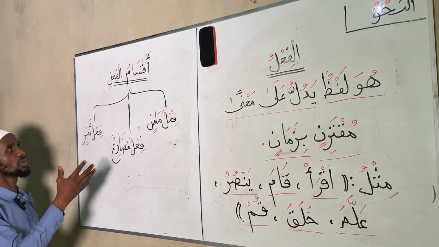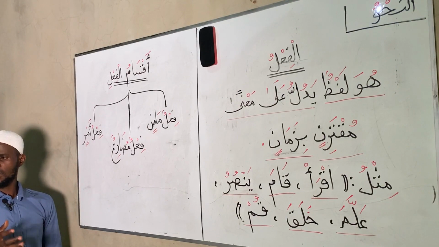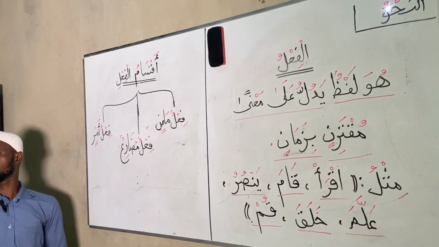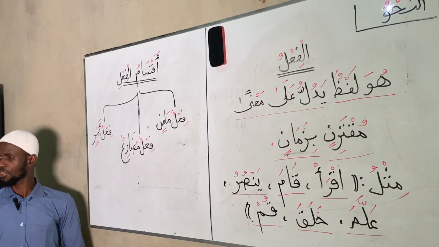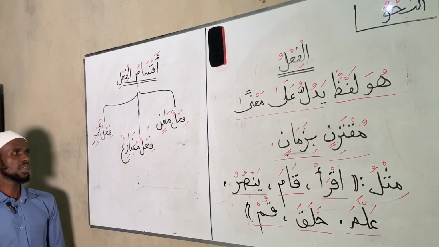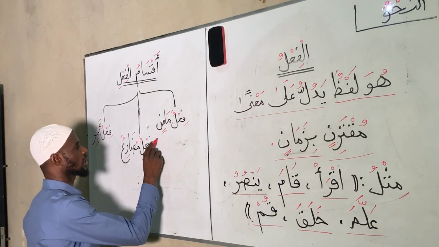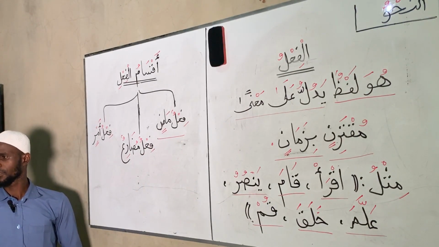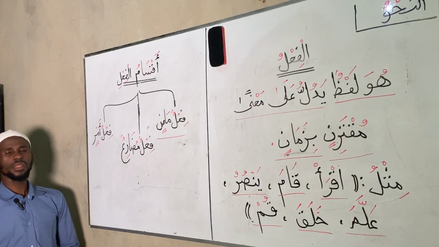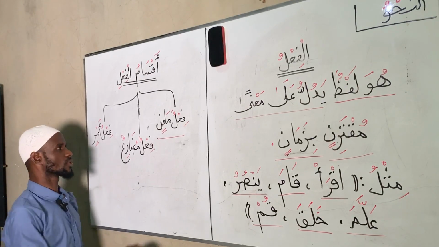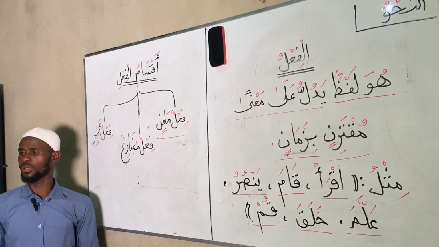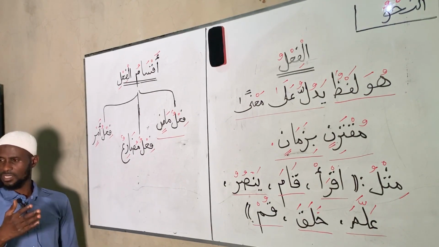Accent. So now we go to aqsam al-fi'l, divisions of a verb. In Arabic language, we have just 3 tenses. The first one is fi'lun madin. Let's say together. Fi'lun madin. And fi'lun madin means the past verb. So madin means past, and fi'lun, as usual, means the verb or tense.